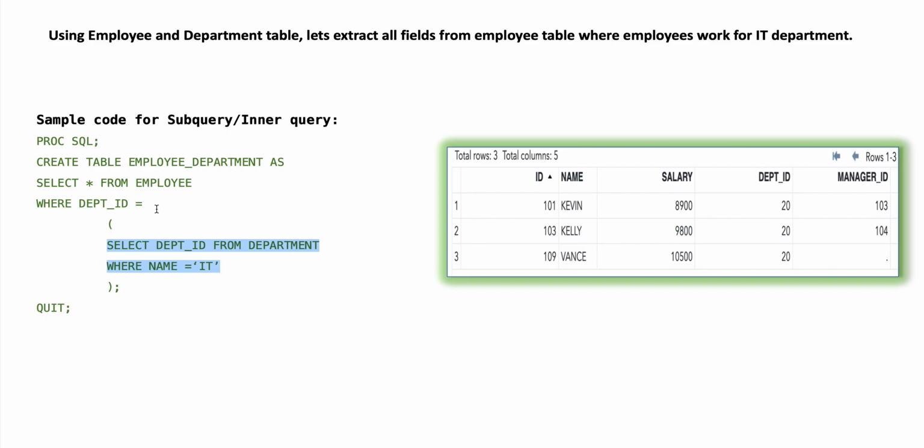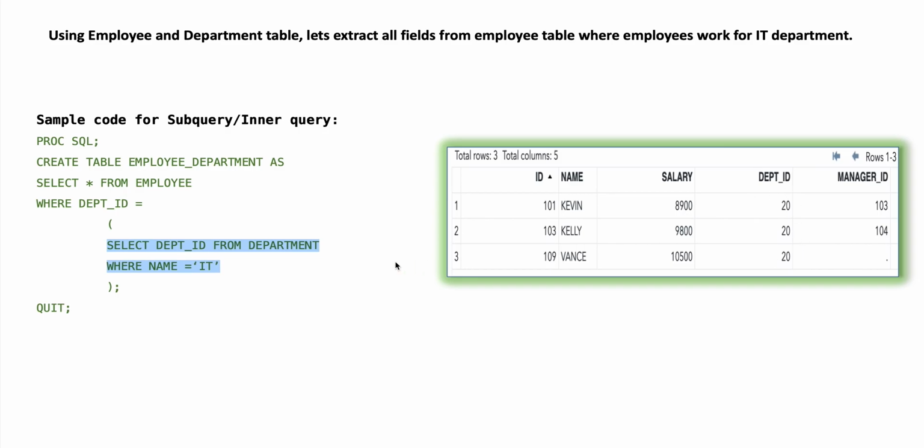Now this value is used to execute the outer query. That means the outer query executes according to this value. Select all fields from the employee table where department ID equals 20, and we will get the result which is shown on the right side. It has 5 variables and only 3 records. All records have department ID number 20.